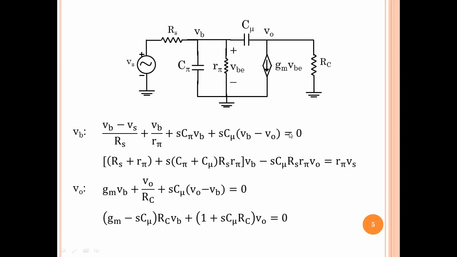And if we multiply out by Rs R pi and combine terms, then we'll get this. And if we write a KCL at the output node, we'll get three terms: VO by RC, gm VBE, which is just gm VB because VE is 0, and VO minus VB into sC mu. So that is here, and then we multiply out by RC and combine terms, and we get this equation.